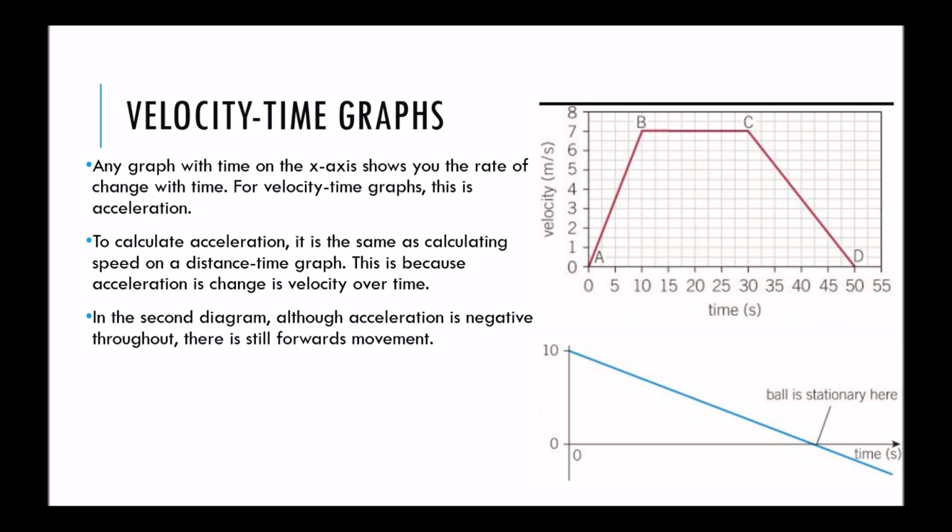For example, if you wanted to calculate acceleration between A and B on the top diagram, it would be 7 minus 0, which is 7, divided by 10 minus 0. So it would be 0.7 meters per second squared.